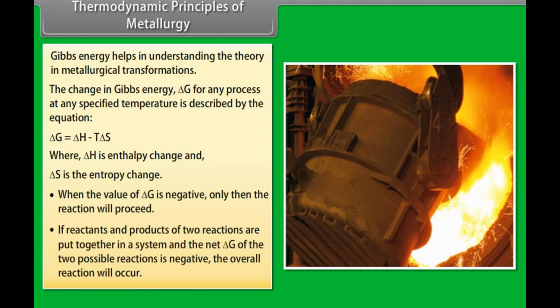When the value of delta G is negative, only then will the reaction proceed. If reactants and products of two reactions are put together in a system and the net delta G of the two possible reactions is negative, the overall reaction will occur.